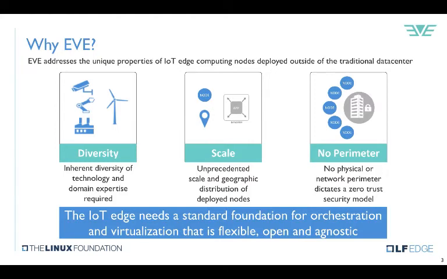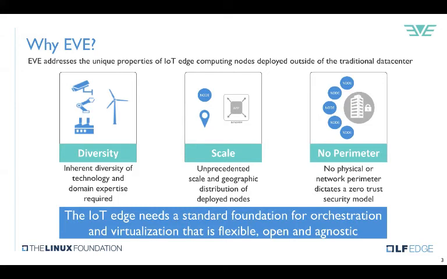Also, you have a massive scale to contend with. You've got lots and lots of different nodes distributed all over the place, and you need to be able to secure those across different geographies. And as part of that security question, there's no perimeter here. I mean, there's no physical perimeter like you have in a physically secure data center. You don't necessarily know what network those devices might be deployed on. You don't know if there's a firewall. So it's really important to take a zero trust security model approach when you're focused on IoT edge compute.